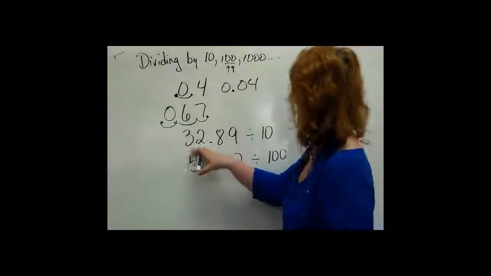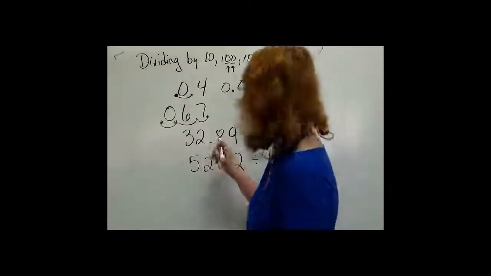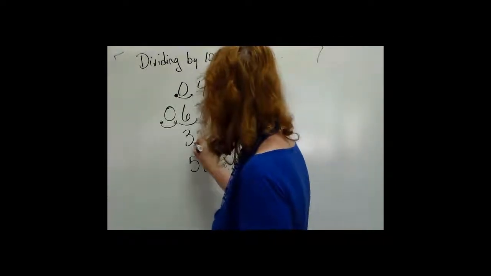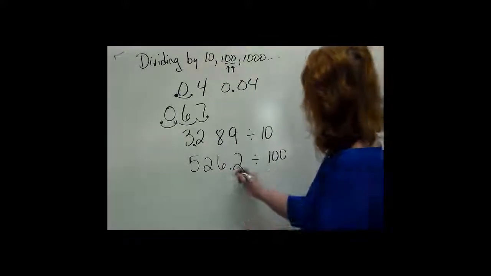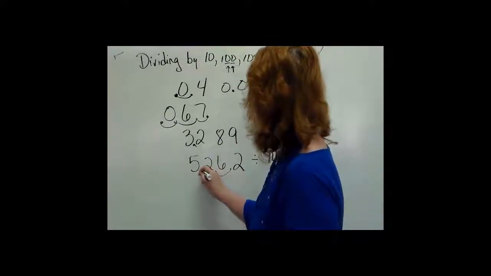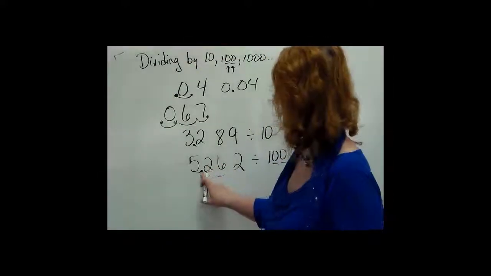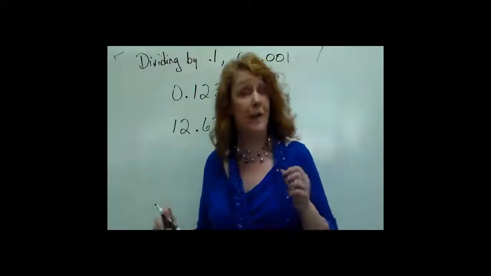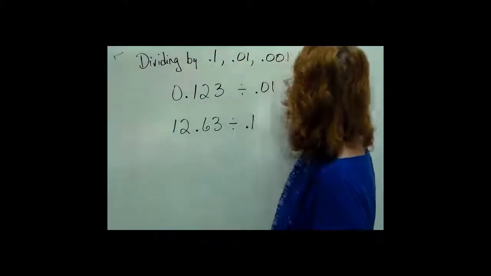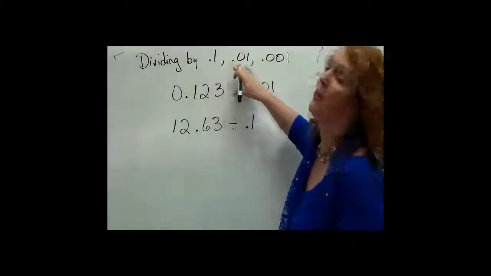Okay, so I've got 32.89 divided by 10. I'm going to make this number smaller by 10. I'm going to move the decimal point over 1, and it's just going to be 3.289. This one I'm going to divide by 100. I'm going to move this over 2 times because I've got 2 zeros. So now I've got 5.262.